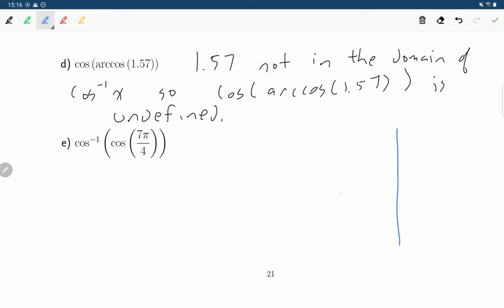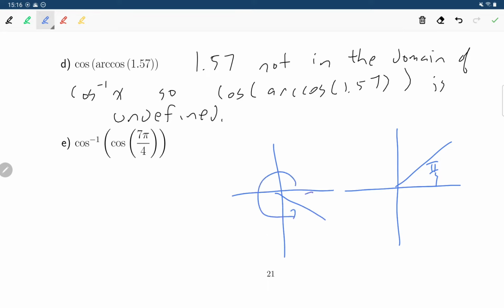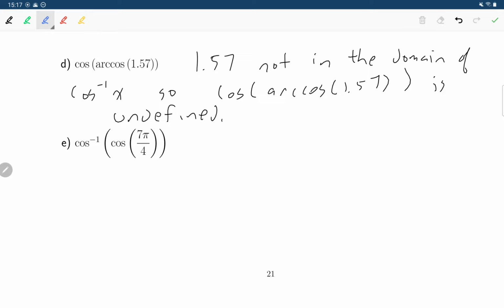You can confirm that pi over 4 and 7 pi over 4 both have the same value because they both have the same reference angle and they're in quadrants where cosine is positive. So since cosine of pi over 4 and 7 pi over 4 are equal to each other, you know that cosine inverse of cosine of 7 pi over 4 should just be pi over 4.